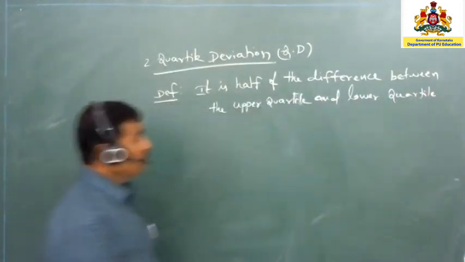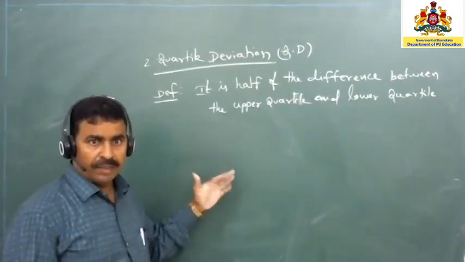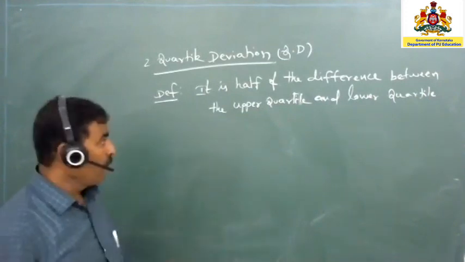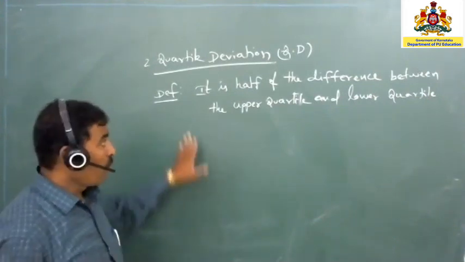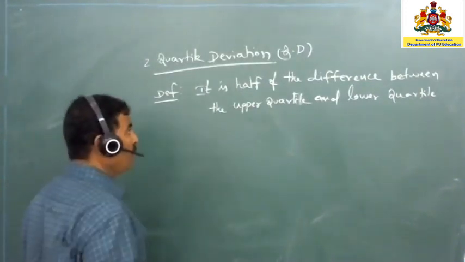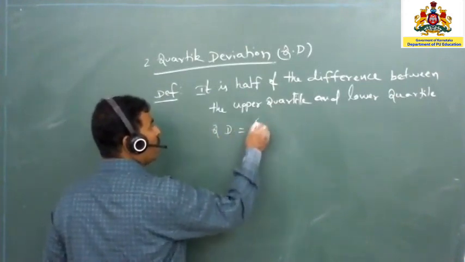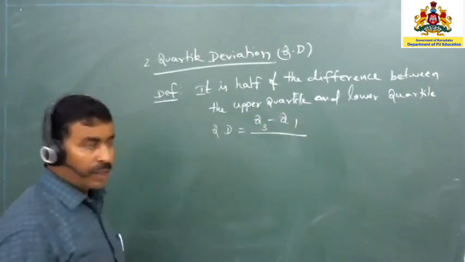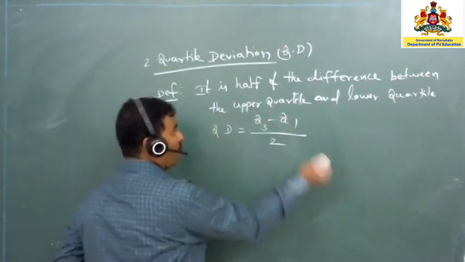In partition values you have learnt quartiles, percentiles, deciles and median. Four partition values you have learnt. Here we use quartiles in the calculation of quartile deviation, short form QD. According to the definition, it is half of the difference between the upper quartile, Q3, and the lower quartile, first quartile, Q1, by 2.